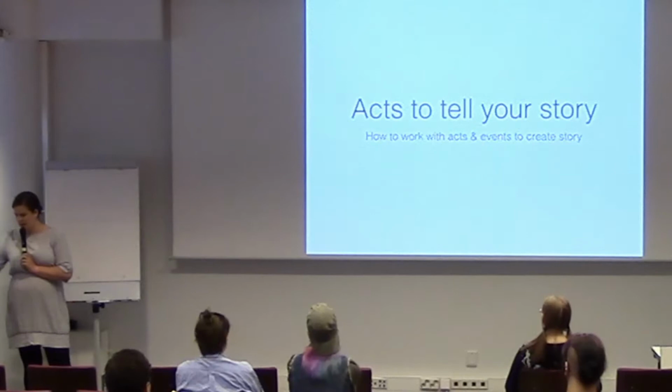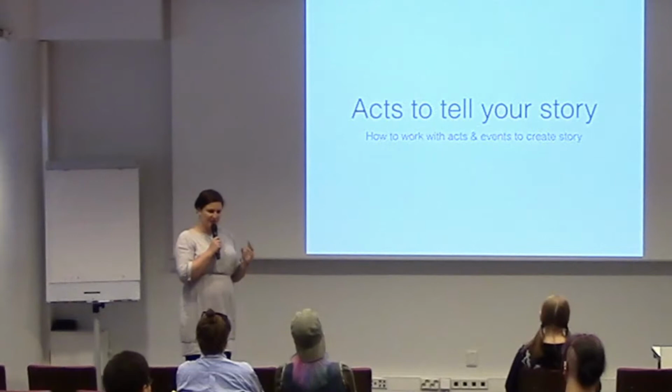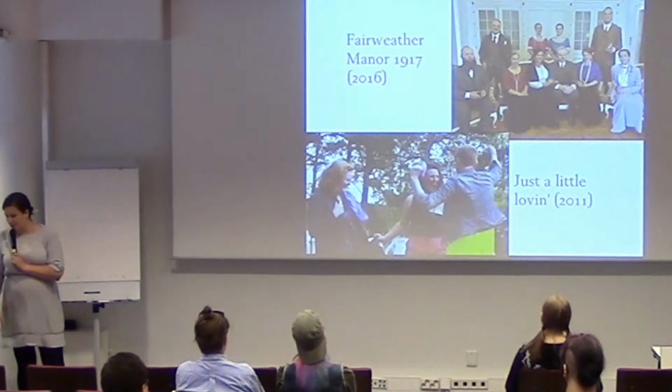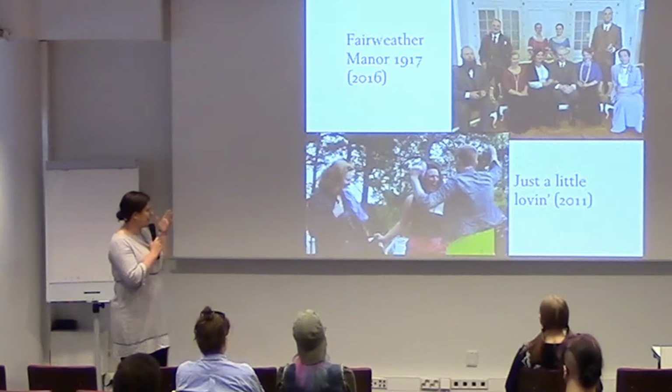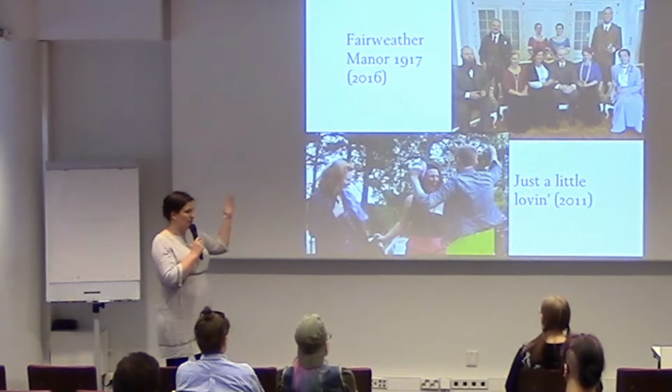So we're up to 2007 in the history, and we have time, good. I would like to look into these acts, because I'm a big fan of acts, because they give a direction without telling you exactly what to do. So we'll look at some acts to tell your story. These are two very different LARPs, but they both use act structure. Just a Little Lovin' is about AIDS when it came to New York in the 80s. And Farewell to the Manor 1917 is a Downton Abbey inspired LARP about upper class England, basically.